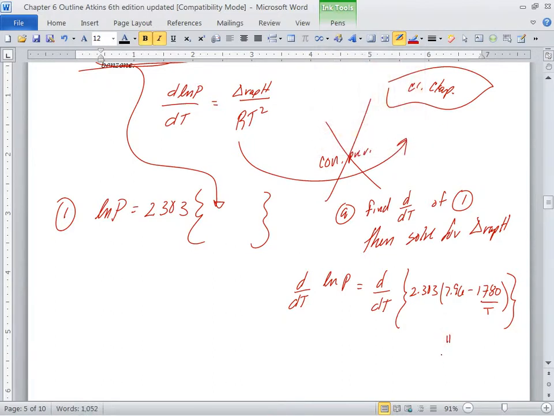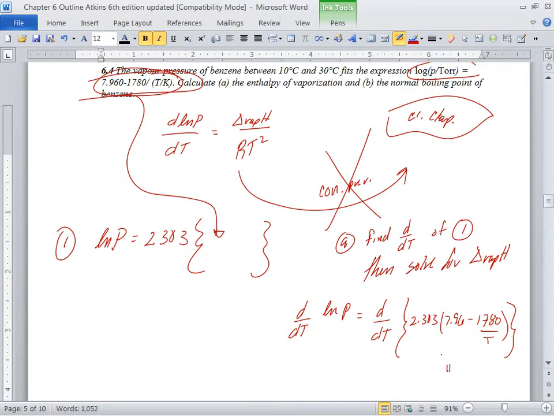What do we say it equals? Del vap h over RT squared. All right, so your t squareds will end up canceling, and you can solve for del vap h. So let's get caught up, and then we'll get the next one. Did I lose anybody?